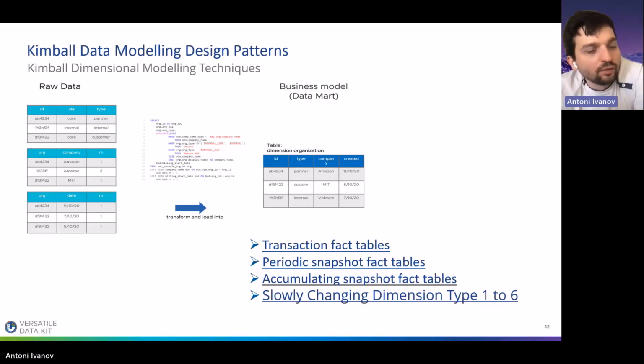For example, if you want to model your data, like in the case we had for boarding an event, use a transaction fact table, which I'll explain in a bit more detail. If you want to model the data once a month, you probably use a periodic snapshot fact table. If you want to model something that changes state, use the cumulative snapshot fact table. There are different types of modeling for dimension tables as well, like slowly changing dimension type.